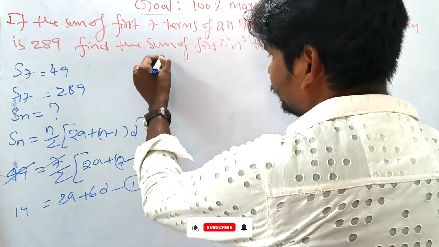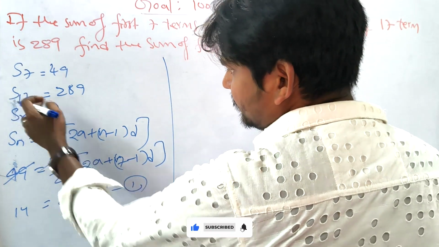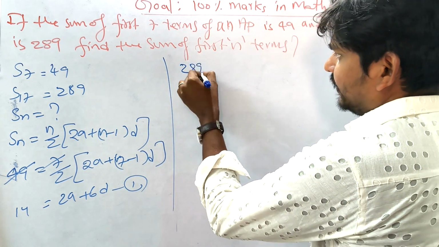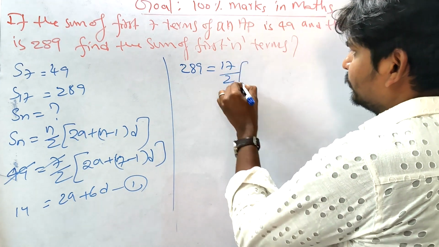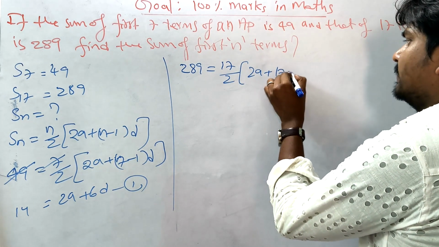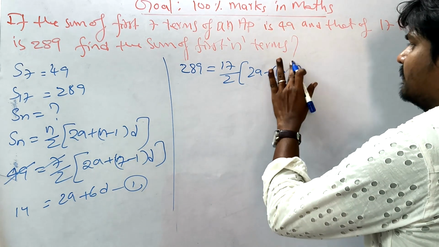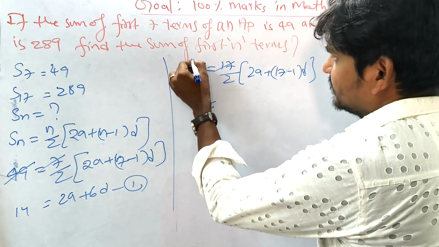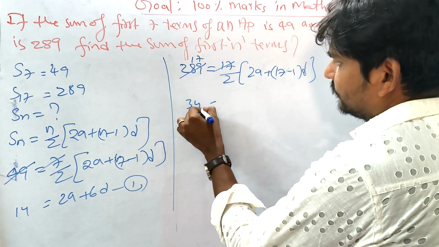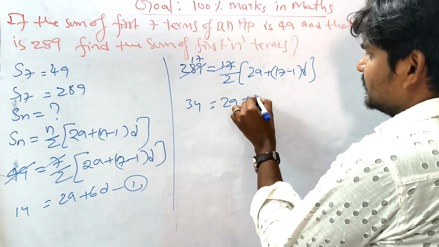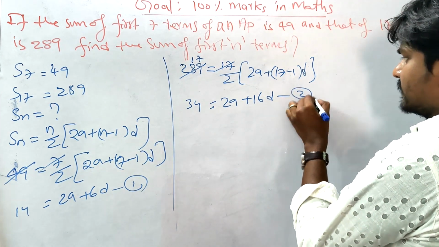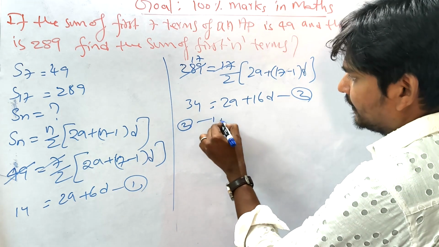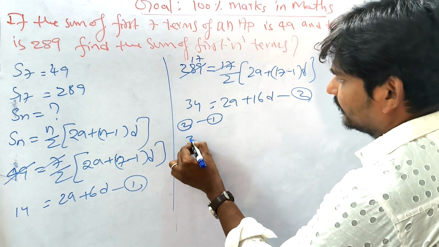Now substitute in the same formula the sum of the first 17 terms. The 17 terms given is 289, which is equal to 17 by 2 into 2a plus 17 minus 1 into d. Again, 17 times 2 is 34, so we get 2a plus 16d. This is equation 2. Now subtract equation 2 minus equation 1, then see here what will happen.